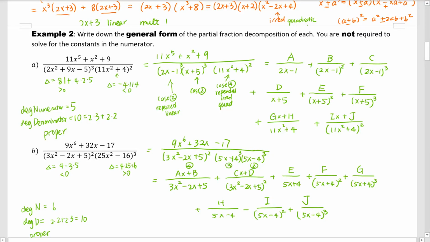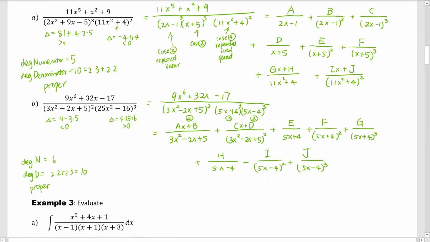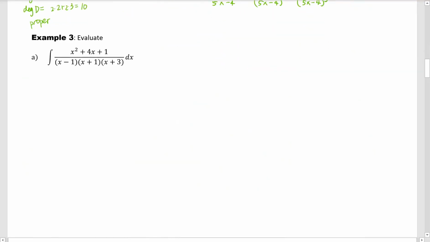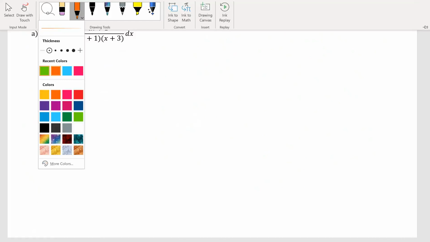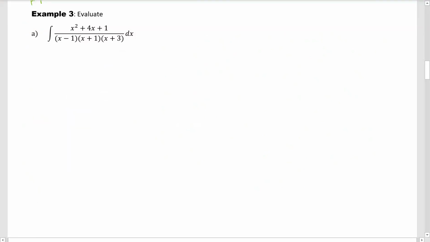Okay, next. It's time to actually solve the integral. So let's look at the first problem. First, is this proper? The degree of the numerator is 2. The degree of the denominator is 3. Is this proper? Yeah, it's proper. And next, have we factored the denominator completely? Yes, it's already a product of 3 linear factors, so it's already factored completely.